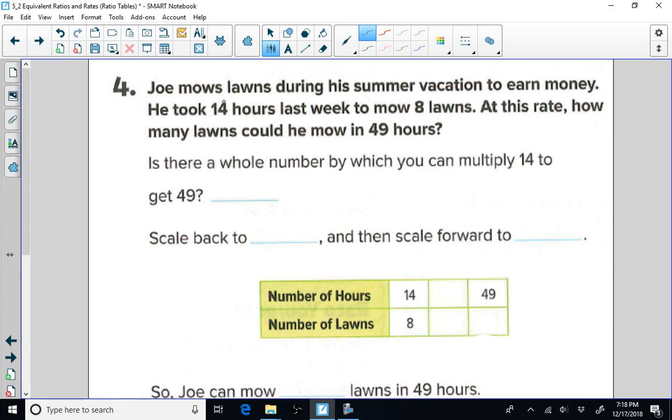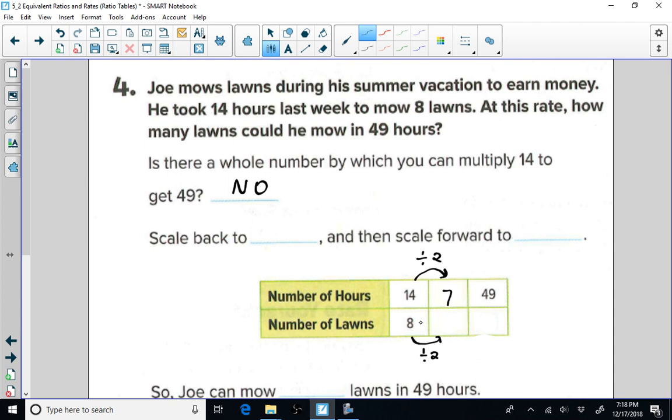Joe mows lawns during his summer vacation to earn money. He took 14 hours last week to mow 8 lawns. At this rate, how many lawns could he mow in 49 hours? Is there a whole number by which you can multiply 14 to get to 49? The answer to that is no. So we want to scale back first, because I can't go from 14 to 49. But because both 14 and 8 are even numbers, I know that I can scale back by 2. So I'm going to divide by 2 here, and I'm going to divide by 2 here.